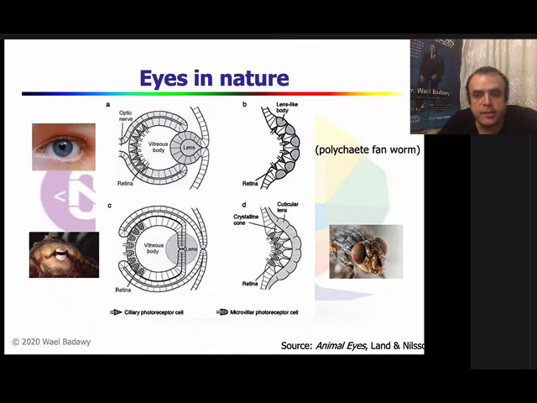You can move next, and then you can see even the worms. However, you will see that there are some creatures that have more than one lens or more than one eye, but all of them operate in principle with the pinhole operation.